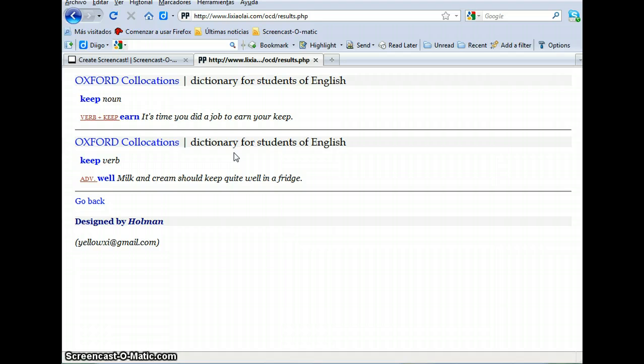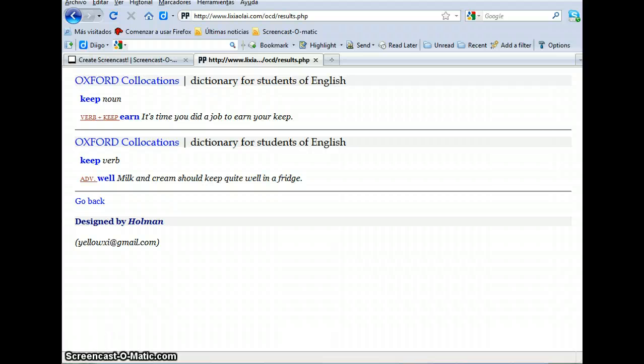All right, it comes up with keep as a noun. It's time you did a job to earn your keep, verb plus keep, okay? And keep as a verb. Milk and cream should keep quite well in a fridge. So these are the two that are coming up here. There are other collocation dictionaries on the web, but this is a readily available one.